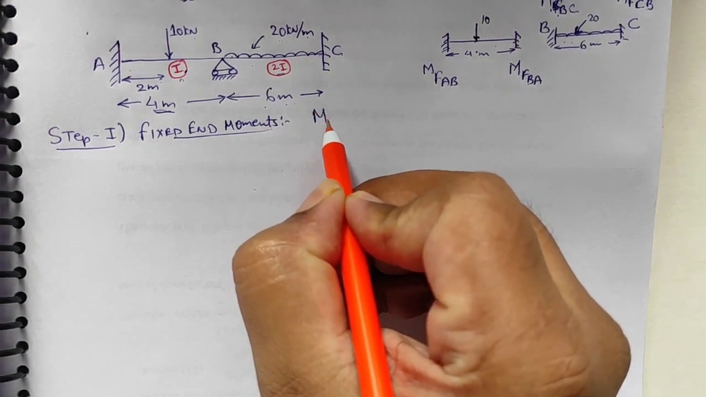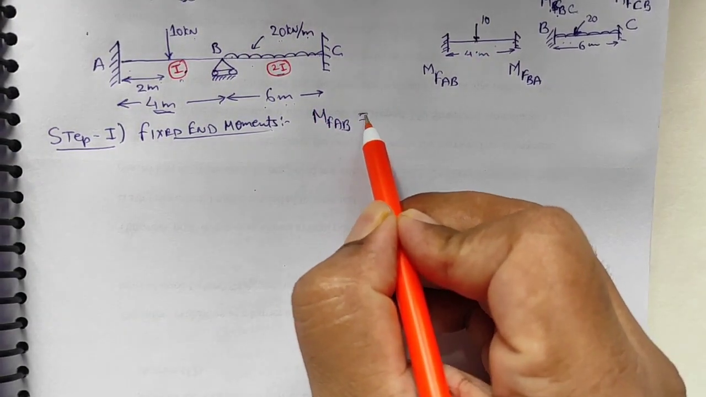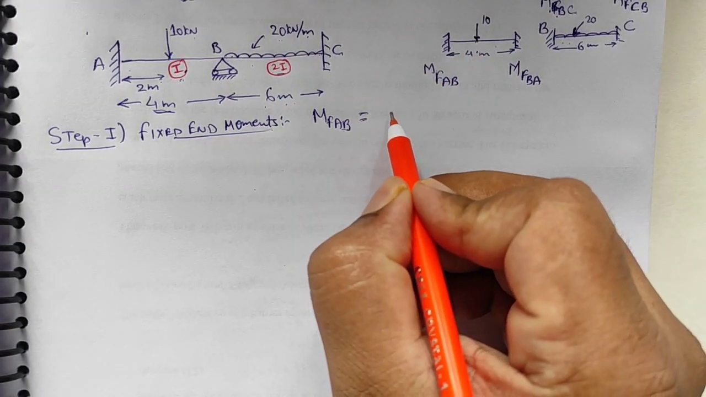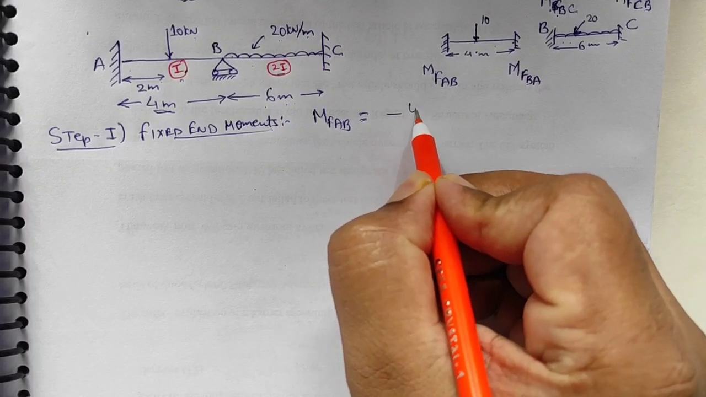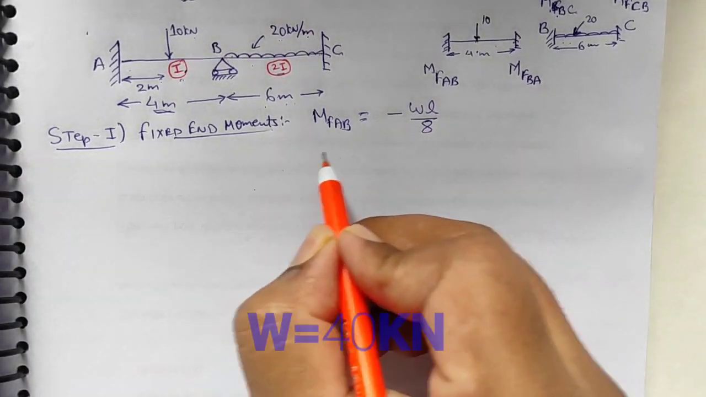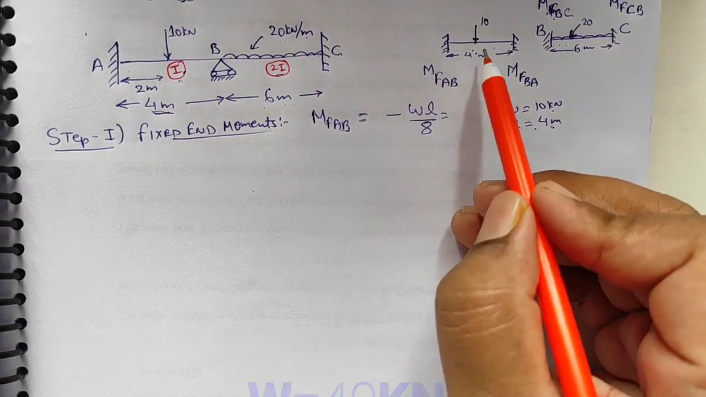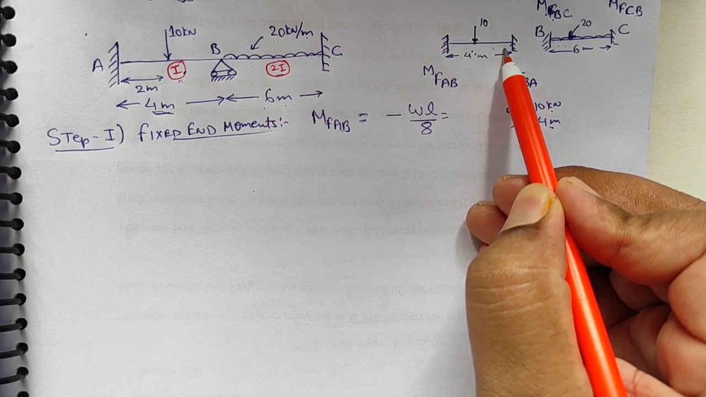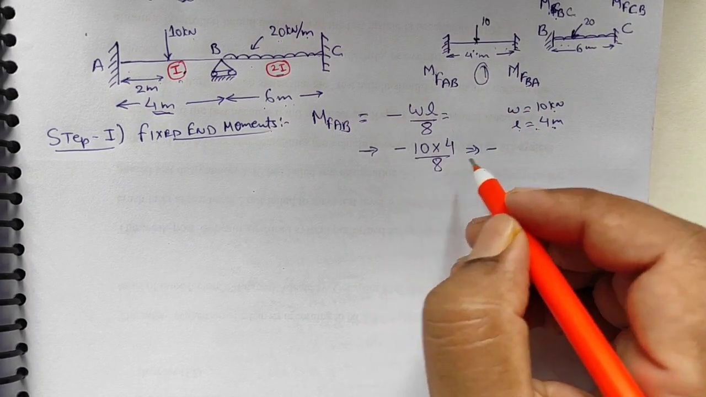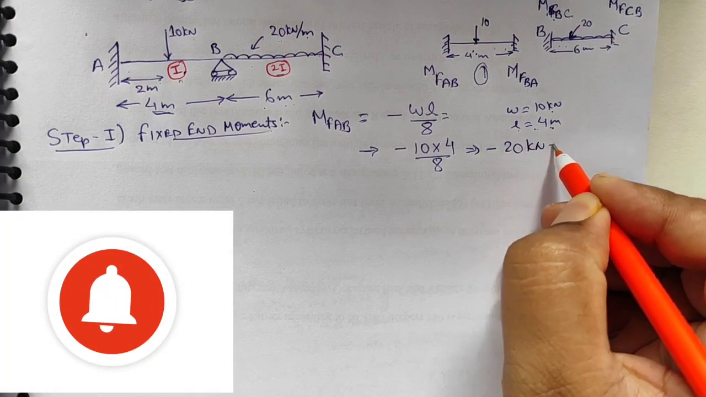Now I'll solve for MFAB, that is, due to the point load. As we have studied, the fixed end moment for a point load will be negative WL upon 8. Here W is equal to 40 kilonewton and L is equal to 4 meter, as we can see in the figure. I'll put in the values and I'll get negative 20 kilonewton meter.